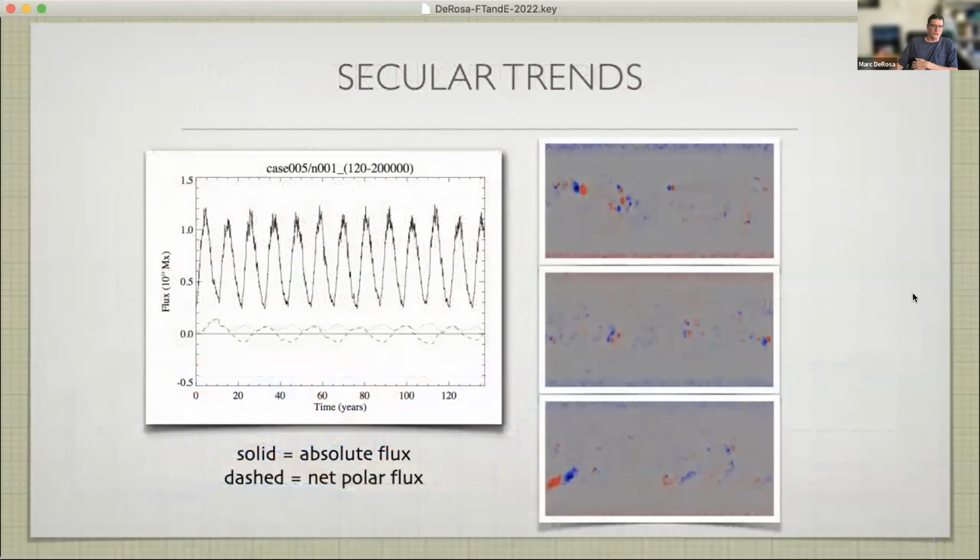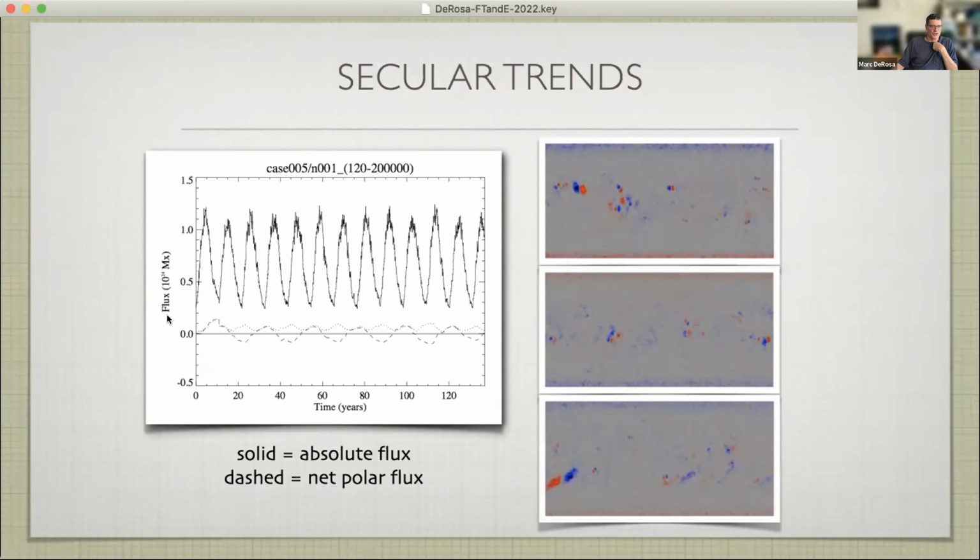As far as secular trends are concerned, here's one model that I ran with the Shriver surface flux transport code. On the right, you see three snapshots separated by about 11 years each time. These are successive minima, more or less. These are latitude-longitude maps. You can see that the North Pole is blue here and the South Pole is red, and then at the next minimum, those poles are reversed, and at the minimum after that, they are reversed again.